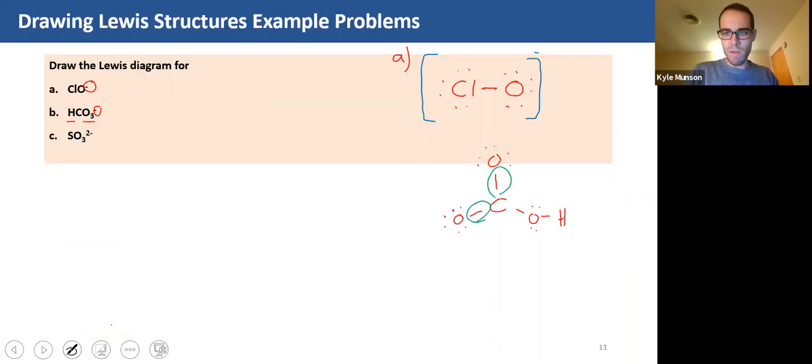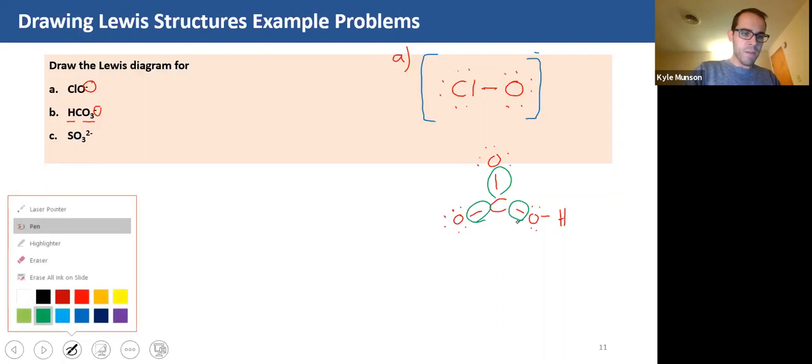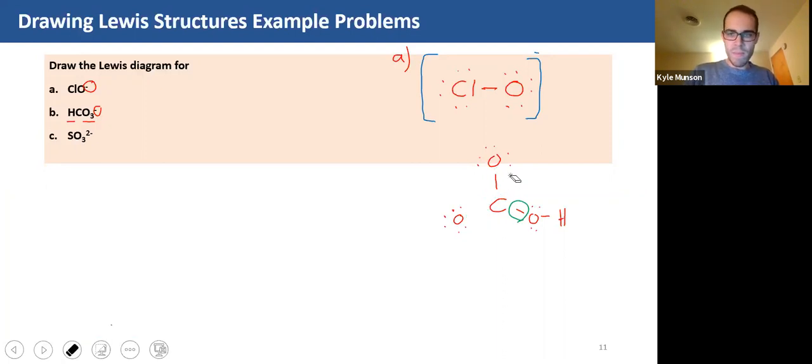And that 6 comes from here. 1, 2, 3, 4, 5, 6, right? So he needs 8. Sorry for the constant erasing, that kind of happens when you're drawing Lewis structures. You should do this in pencil probably to start. So what you do here, if you remember back to our rules, when this happens, we're going to take a lone pair from here, okay? And we're going to bring it down and form a double bond, okay?